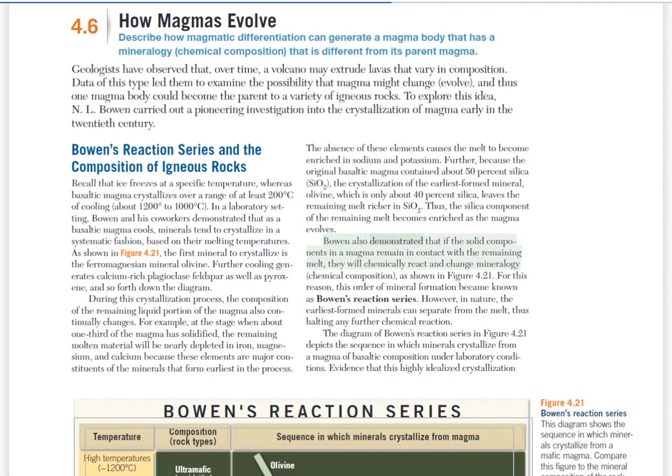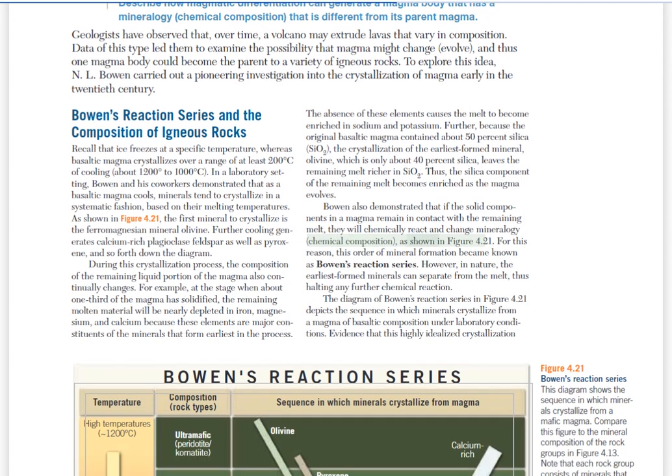Bowen also demonstrated that if the solid components in a magma remain in contact with the remaining melt, they will chemically react and change mineralogy. As shown in Figure 4.21, for this reason, this order of mineral formation became known as Bowen's reaction series.